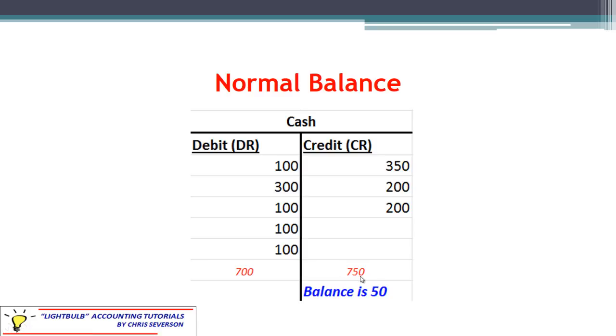Now here's the problem. Cash is an asset account that has a normal debit balance, but our balance now is on the credit side. It's abnormal. That tells us we have $50 negative for cash. Not a good place for a company to be. That means pretty much they bounce their check.